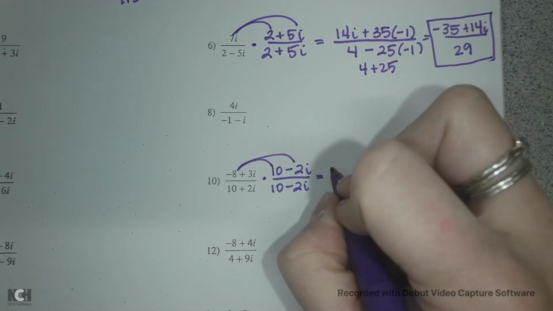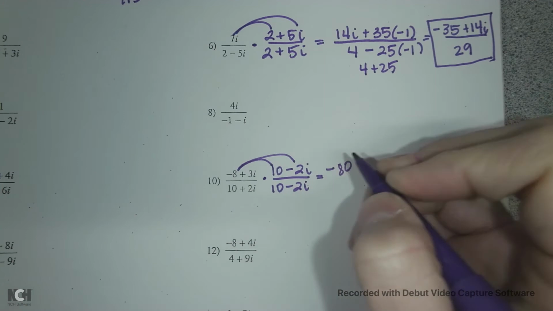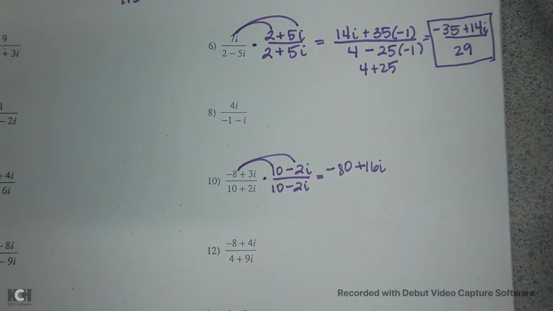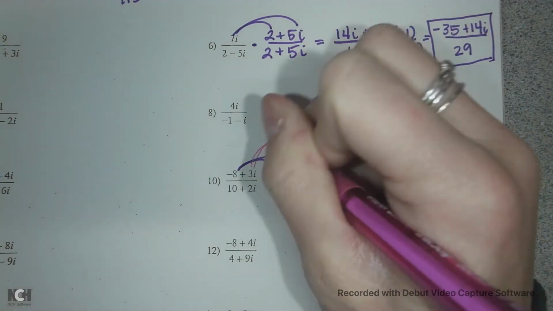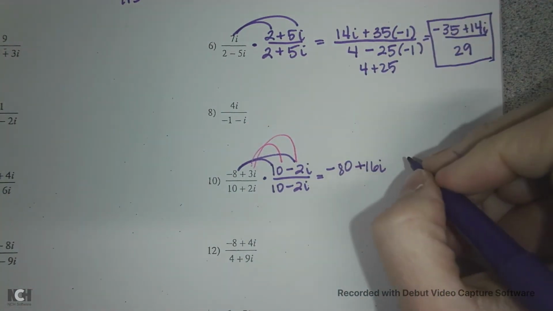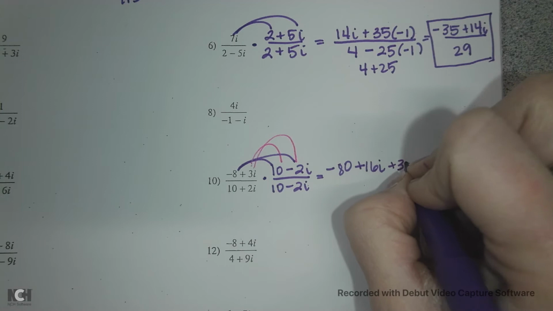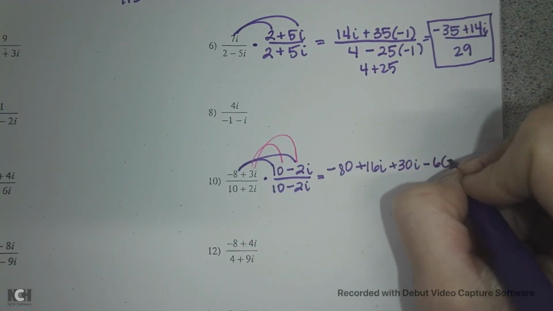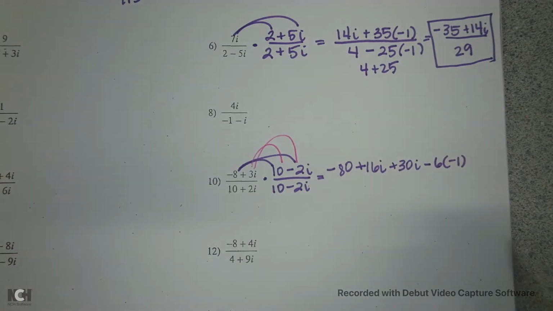So negative 8 times 10 is negative 80, and negative 8 times negative 2i is 16i. Then we have to distribute this 3i to the 10 and the negative 2i. So 3i times 10 is 30i, and 3i times negative 2i is negative 6i squared, which is negative 1.